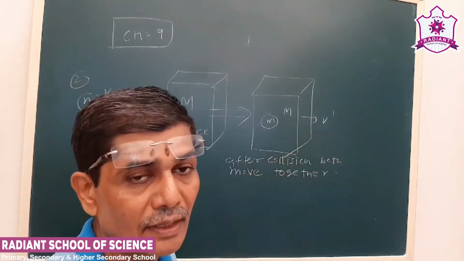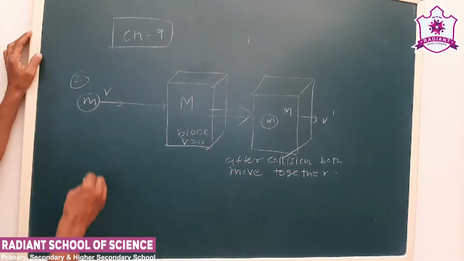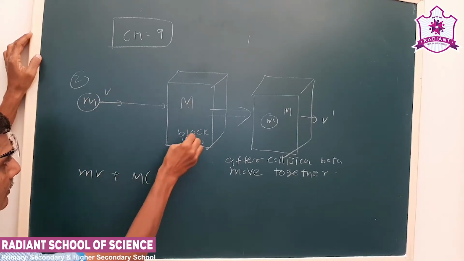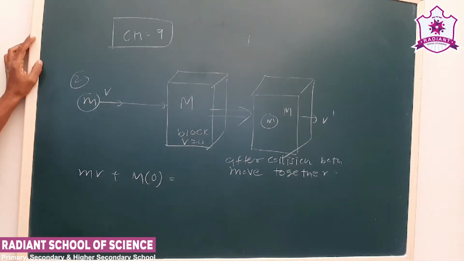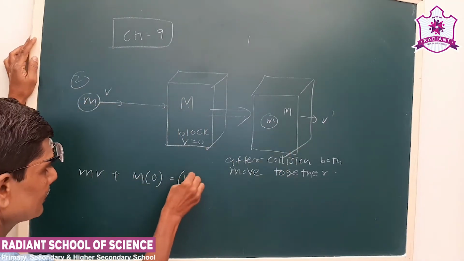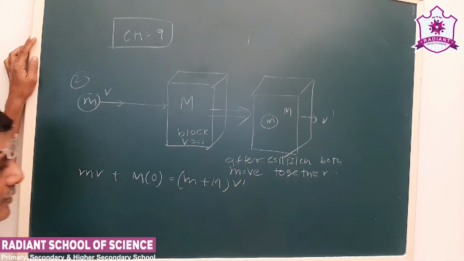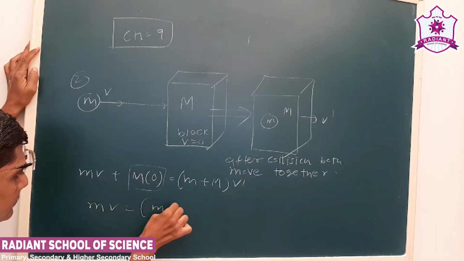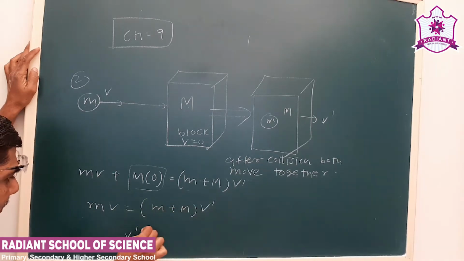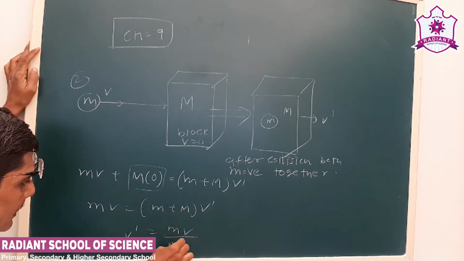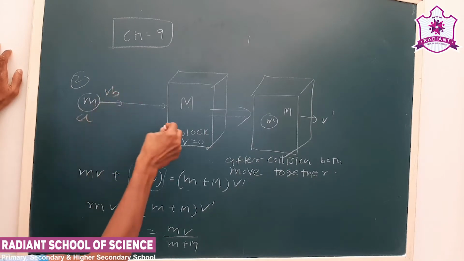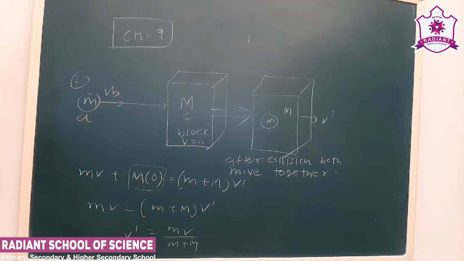That is v dash. Now we use the law of conservation of linear momentum. See, m1 v1 plus m2 v2. After collision, they both move together with velocity v dash, and the stationary block's term will become 0. So mv is equal to m plus m times v dash. Now instead of this m and m, they can give you a, b and c. What will be the final velocity?